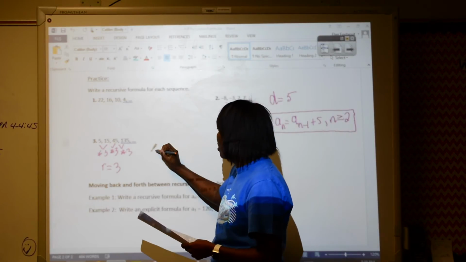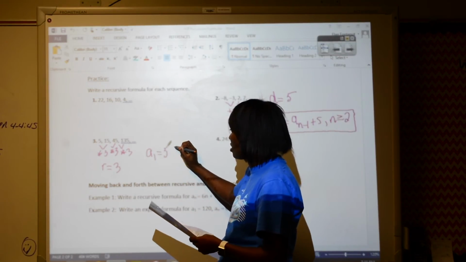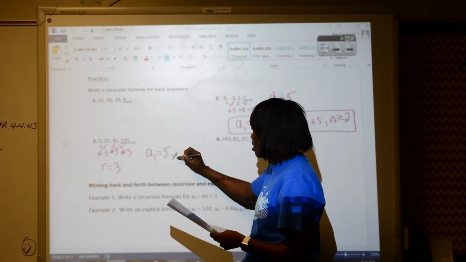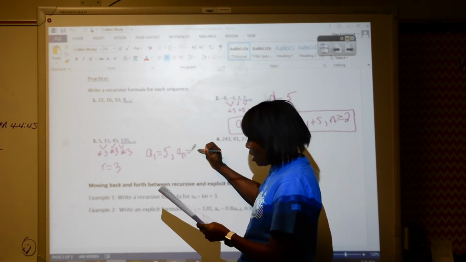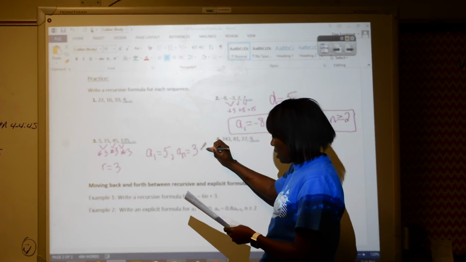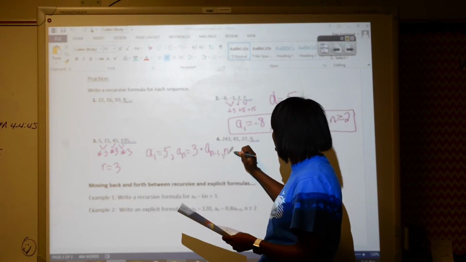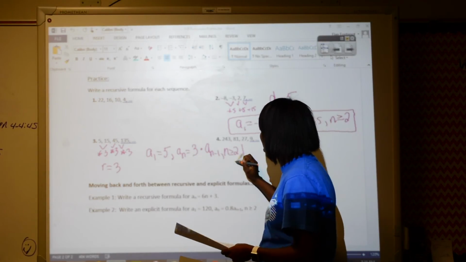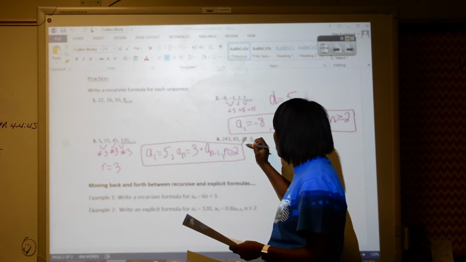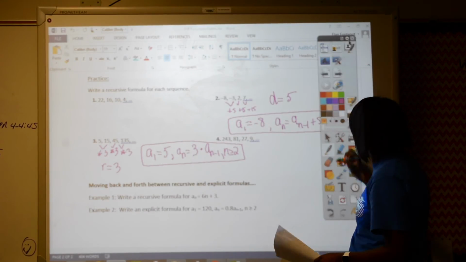If we write the recursive formula equation, a sub 1 equals 5. That's our starting term. Then the equation says a sub n equals 3, our common ratio, times a sub n minus 1. And then n has to be greater than or equal to 2. And there's our equation. Everybody got that? Let me erase it just so I can write.